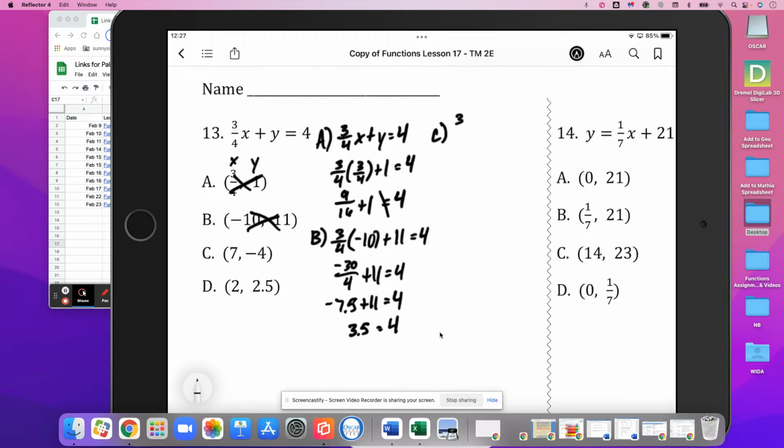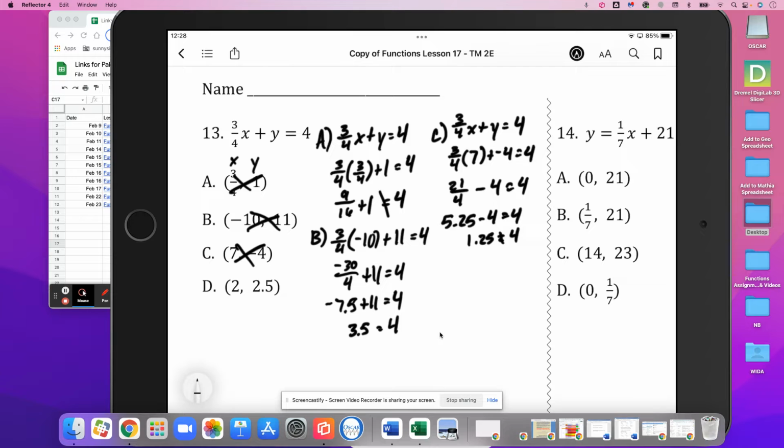C, we've got 3/4 x plus y equals 4. So 3/4 times 7 plus a -4 equals 4. And so 21/4, it's going to make it a -4 equals 4. 21/4 is 5.25 minus 4 equals 4. And the answer there is no. 1.25 is not equal to 4. So C does not work.